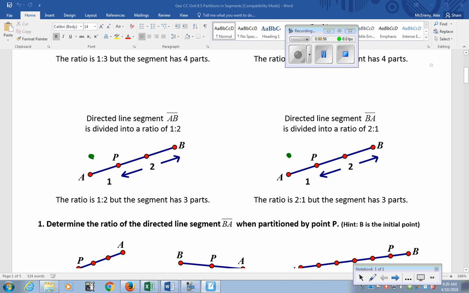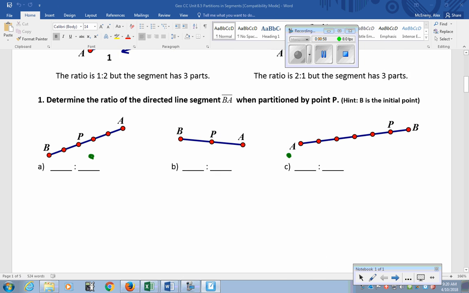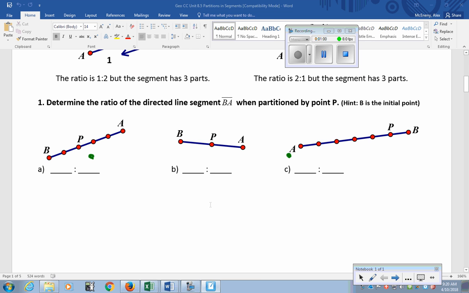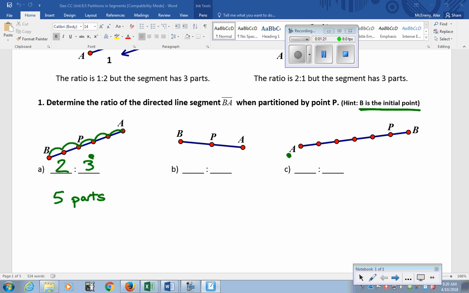So you can look through some of the examples here, and they want us to write the ratio out. They said B is the initial point. Like in the case of A, we got 2 parts to P, and then 3 parts after. So this would be a ratio of 2 to 3. And again, I'm going to write down how many parts there are because we're going to use that later when we try to figure out points.